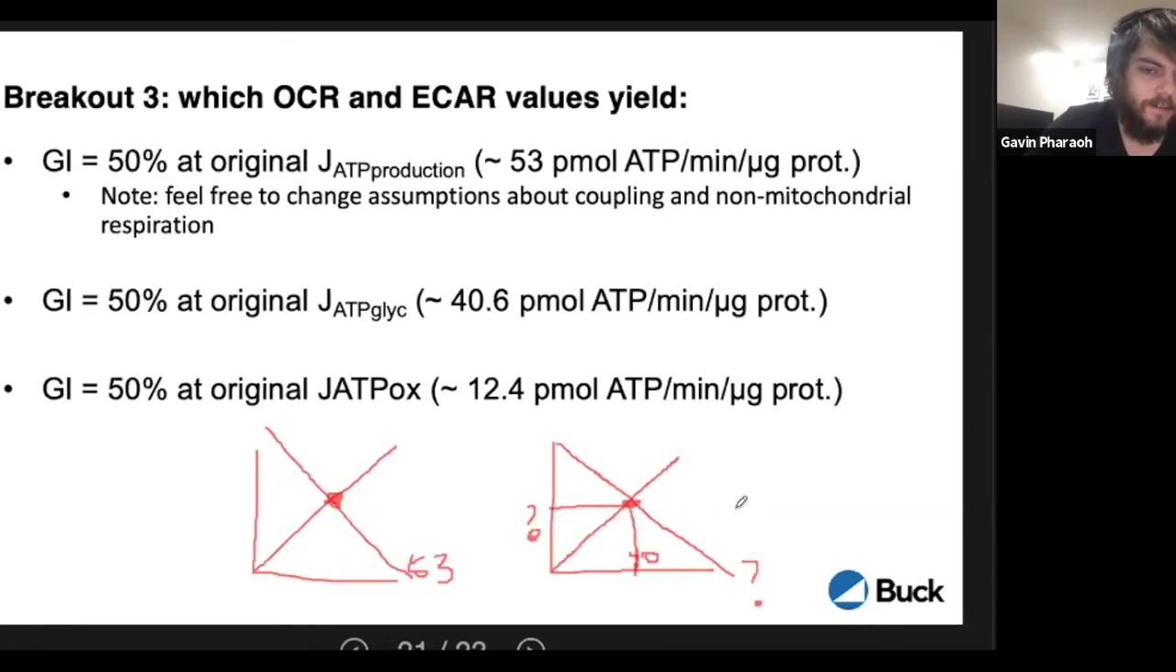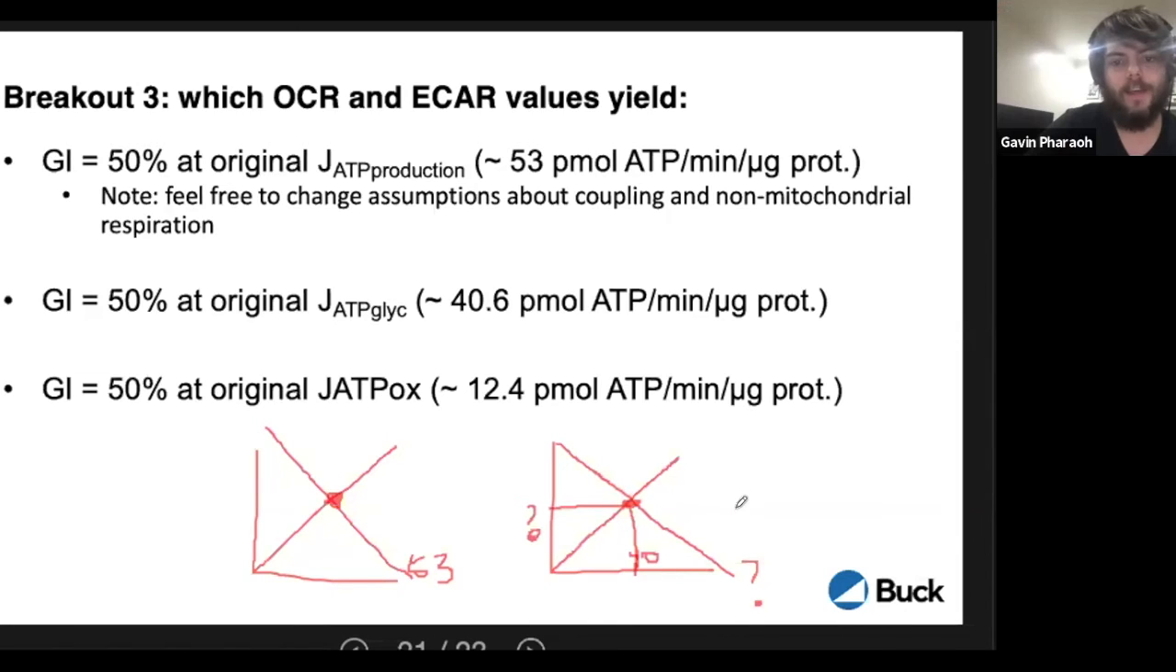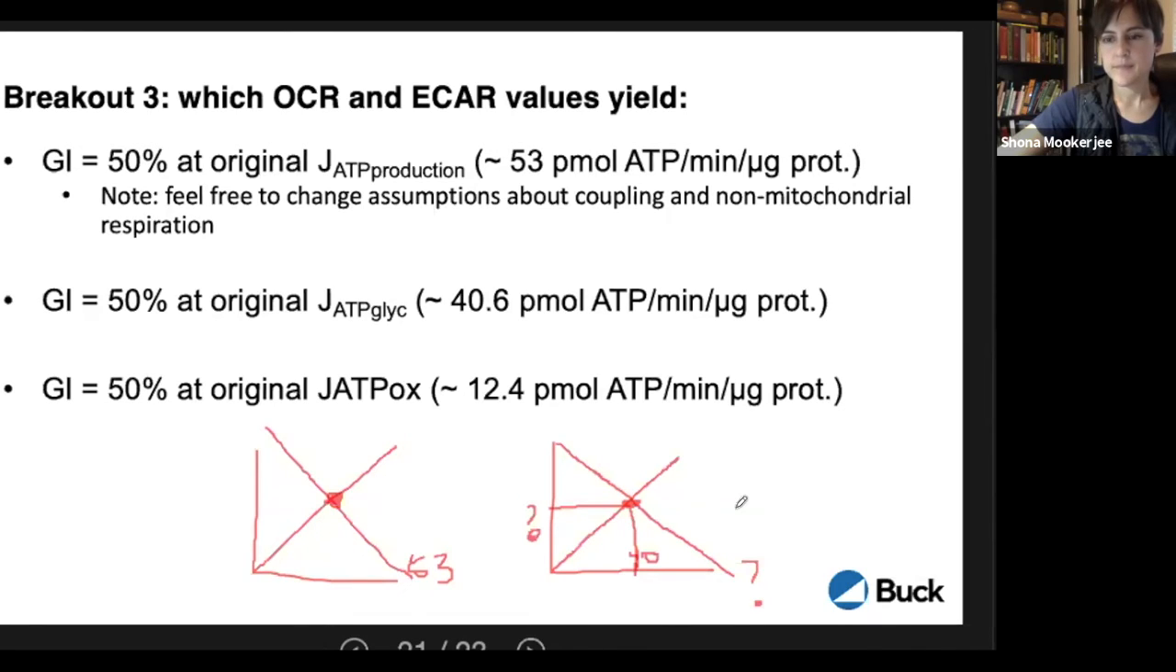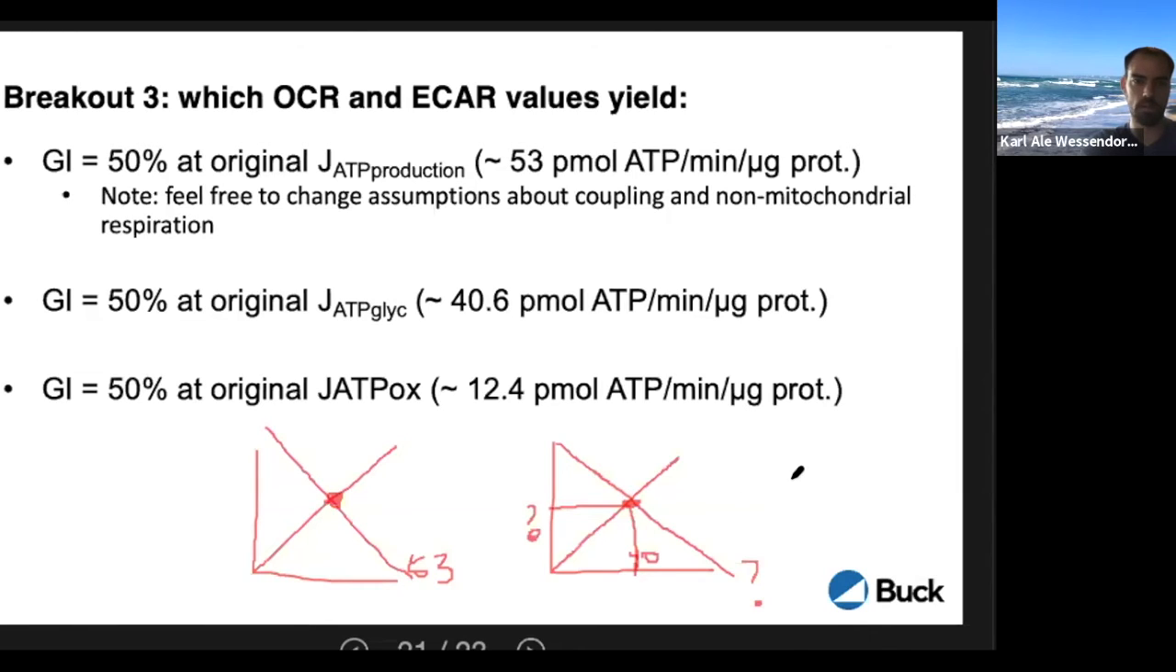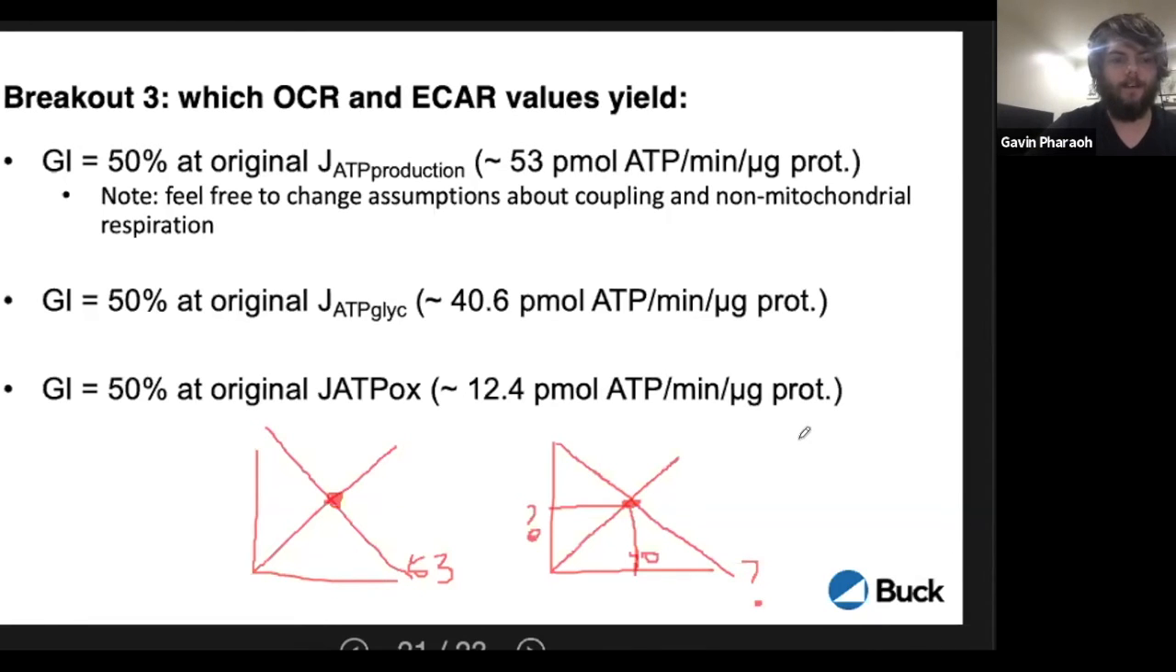We raised the OCR value to about 88, which gave us a total JATP of 75. Anyone get something substantially different? Didn't the 88 change the amount of JATP glycolysis? Yeah, I realized, I think we started with a slightly different value when we were plugging things in on this one. Okay.